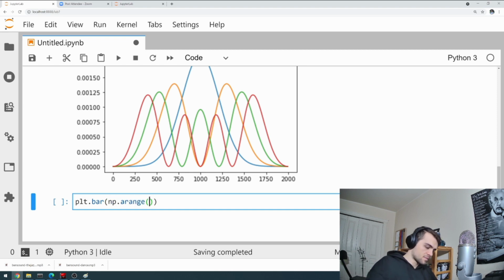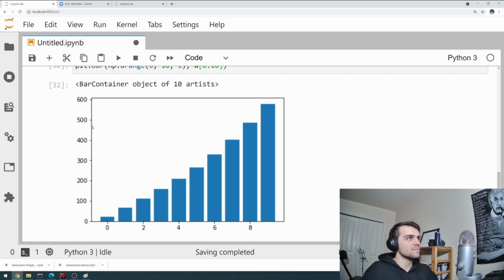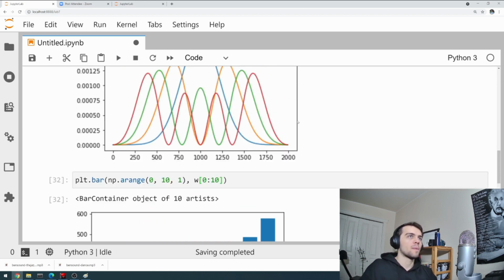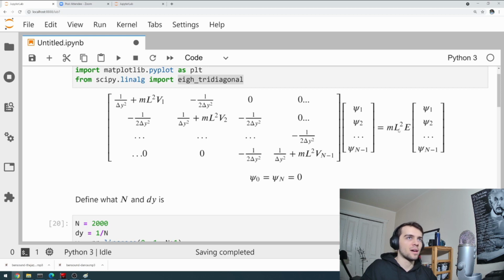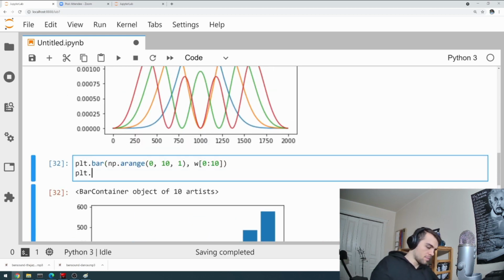So this is just for the bar plot, and then we'll go W 0 to 10. And you see that we have our energies here. These are the eigenvalues. Remember that the eigenvalues are equal to ml squared times E. So the real y label would be plot.ylabel ml squared times E. And you'll notice that technically this should be an integer. It's not. This is not a dimensionless quantity, although it should be.